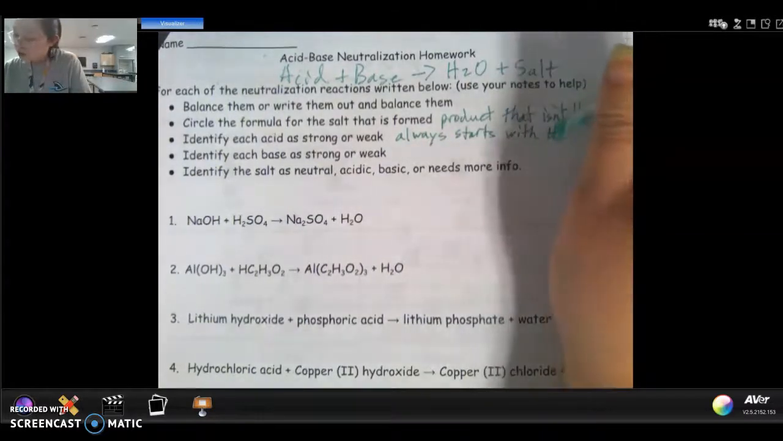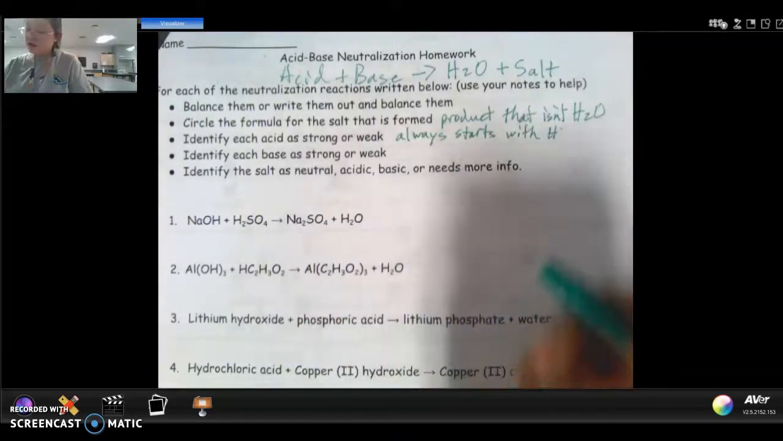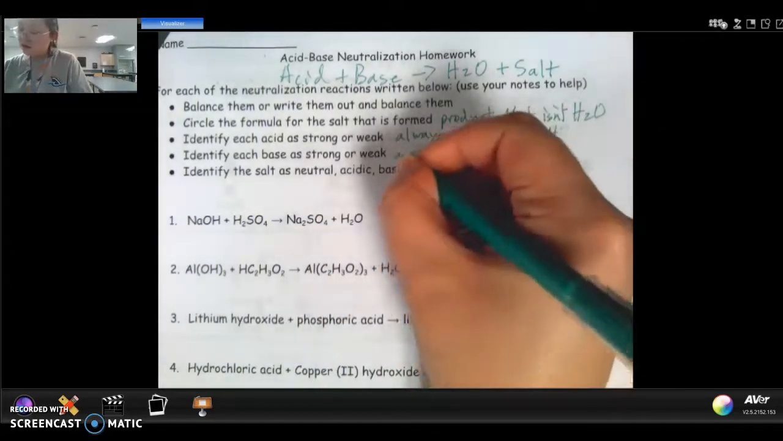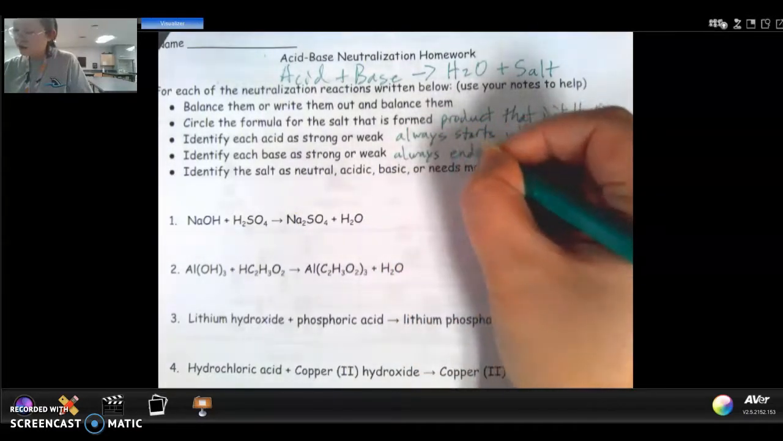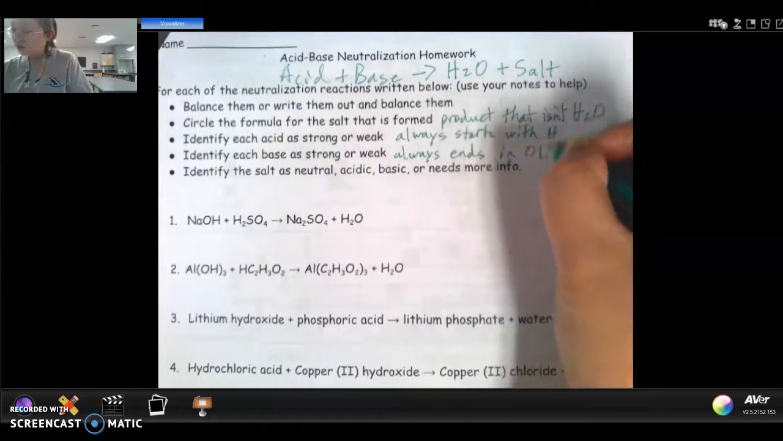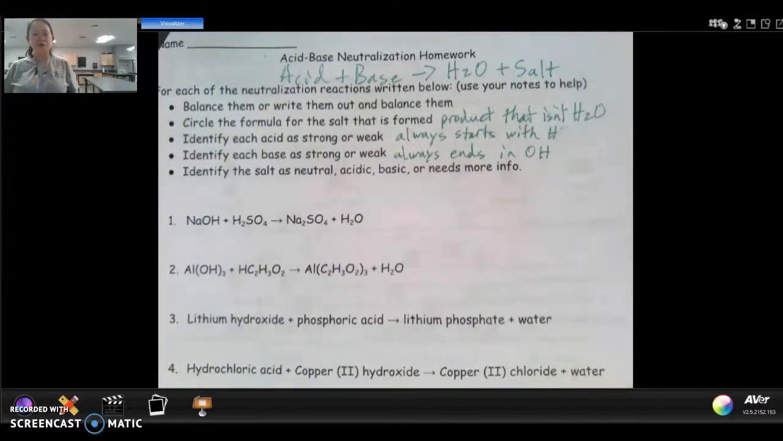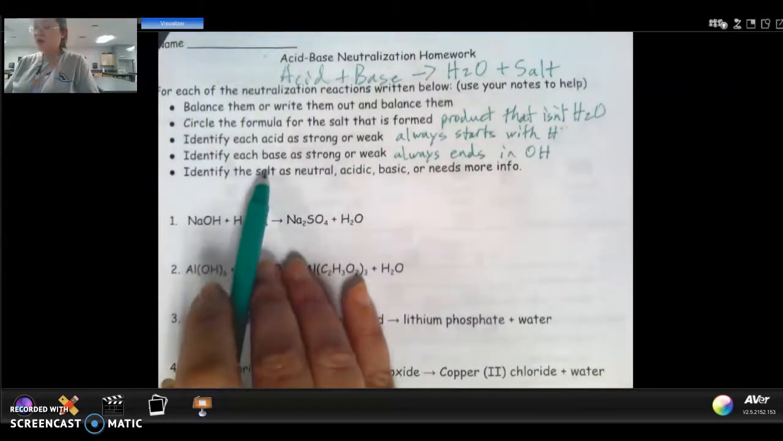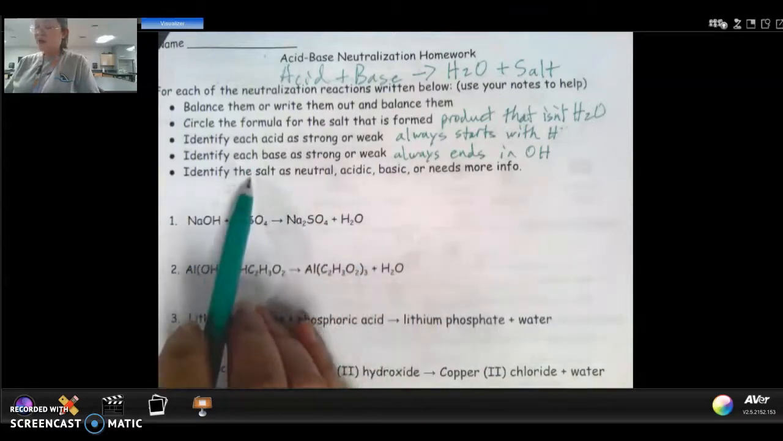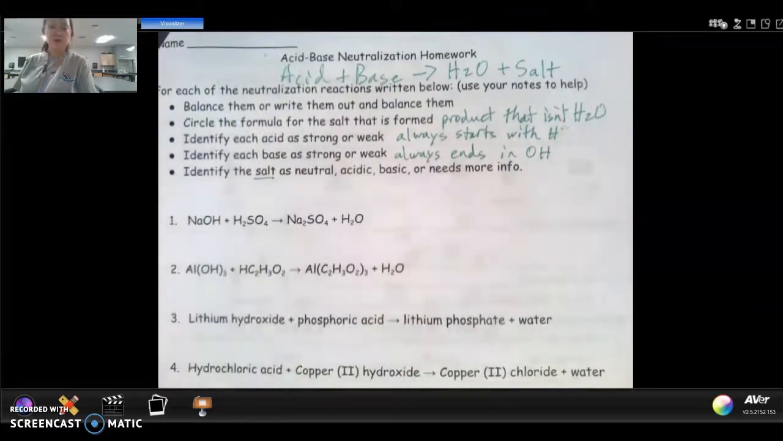Let's see, it can also just be listed as acid in its name. For the base, at least for these that we're using, it always ends in OH. So, easy way to tell the difference between acids and bases. Alright, and then based on whether you have a strong or weak acid or a strong or weak base, that's going to decide what type of salt you end up with.